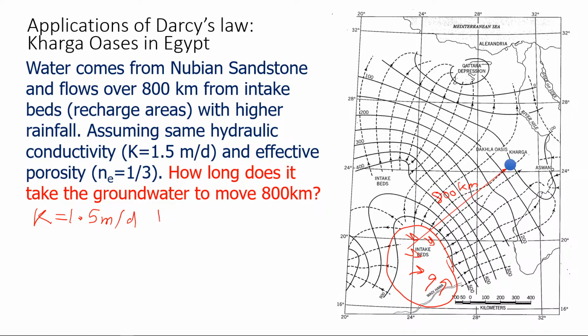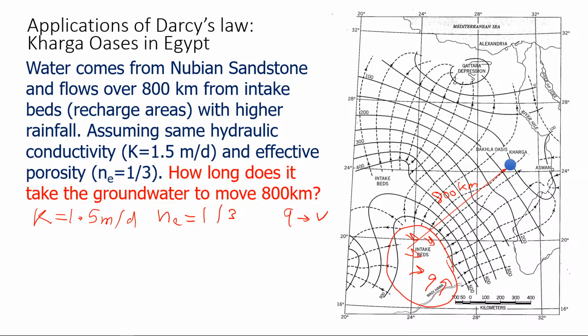And then the effective porosity. Remember, you need effective porosity to change Q to V. And the effective porosity is this much. Now, how long does it take for groundwater to move this 800 kilometers? Before you look at the answer, I just want you to try to solve it by yourself, and then we will solve it together. So pause the video.